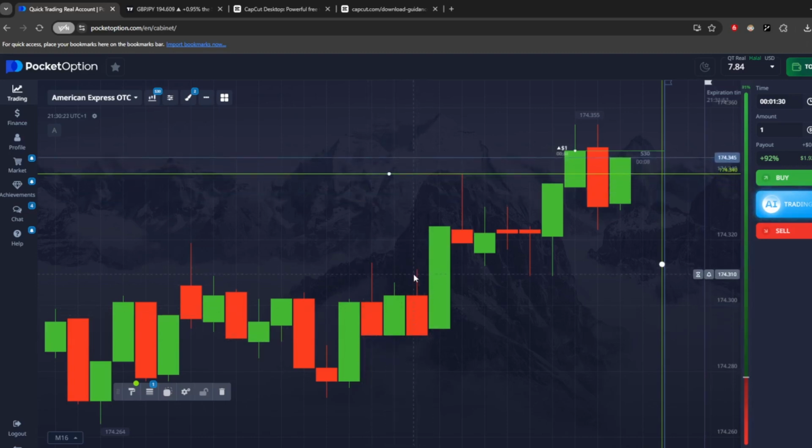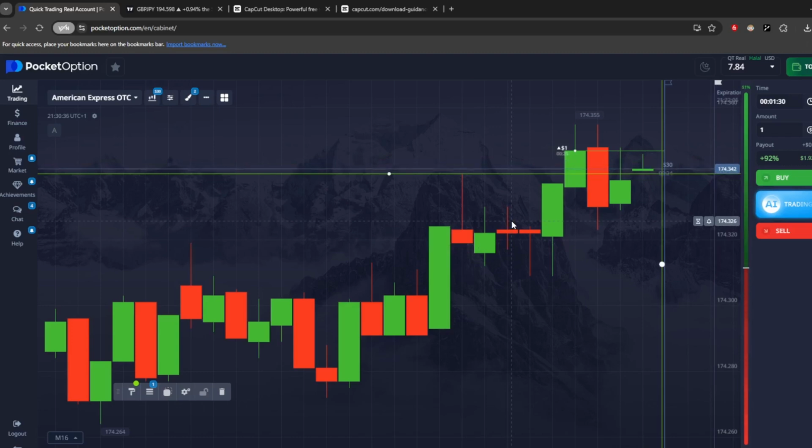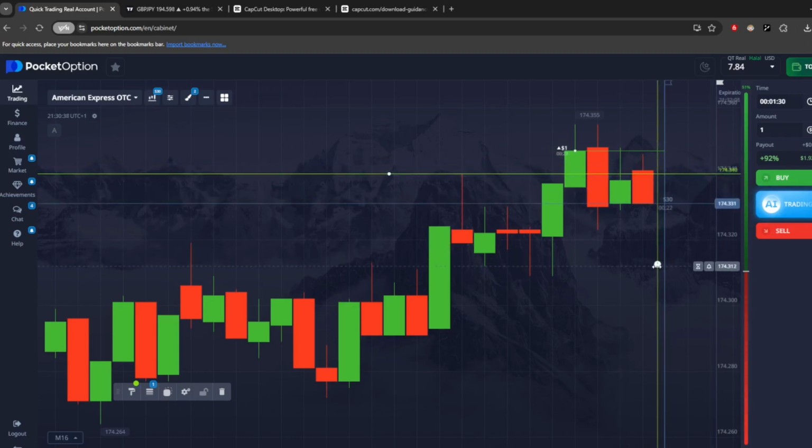So you can use any pair, but make sure the pair has about 92% profit payout. And I just fell in love with using the stock OTC markets instead of the currency pairs. I don't know why I just fell in love.